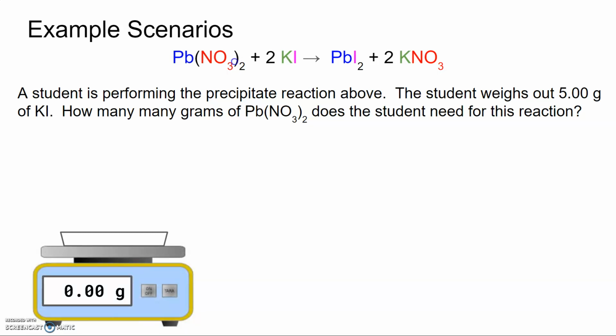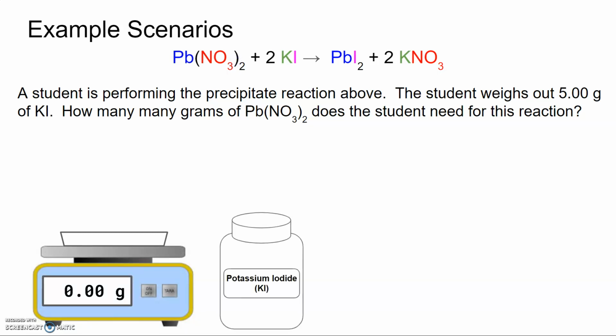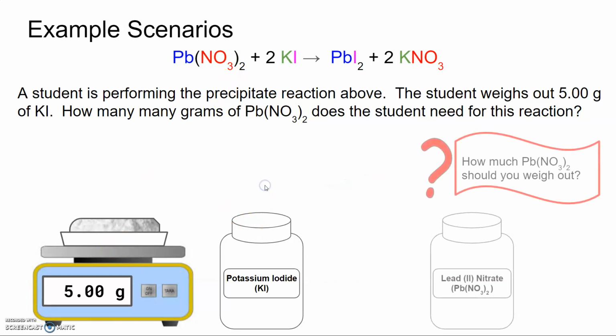So here is the student. They have their potassium iodide. They take out some and they weigh out 5 grams. So they have 5 grams of potassium iodide. So now they're asking themselves, well, okay, the next thing I need to weigh out is lead nitrate. Well, how much of this do I need for the 5 grams of KI?